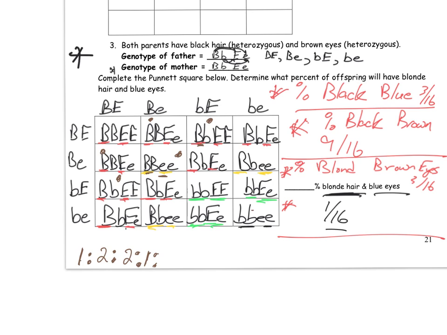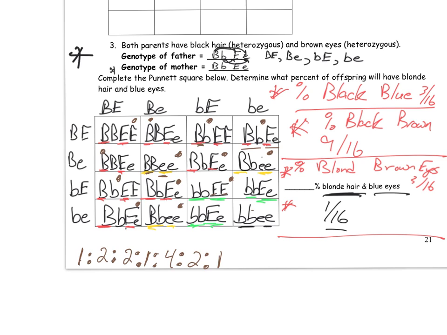This one's gone, right? We already got this one. Here's heterozygous for both. That's one here. There's two. There's three. There's four. So there's four of those. One to two to two to one to four. And here, heterozygous for hair color and homozygous for eye color, that's two. So there's two here. And homozygous recessive for hair and homozygous dominant for eye color, that's one. It's only one of these.